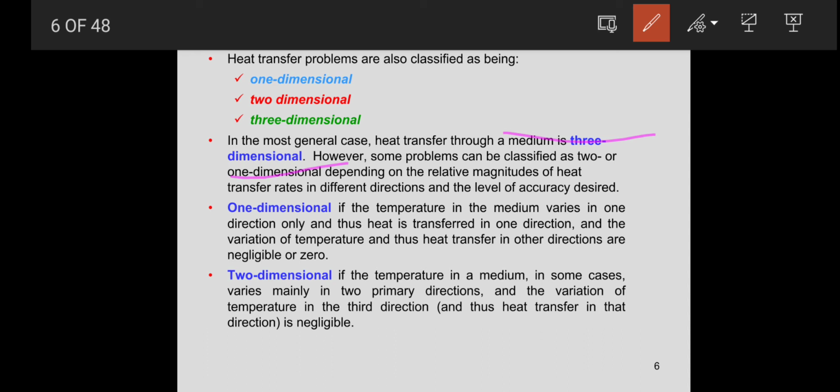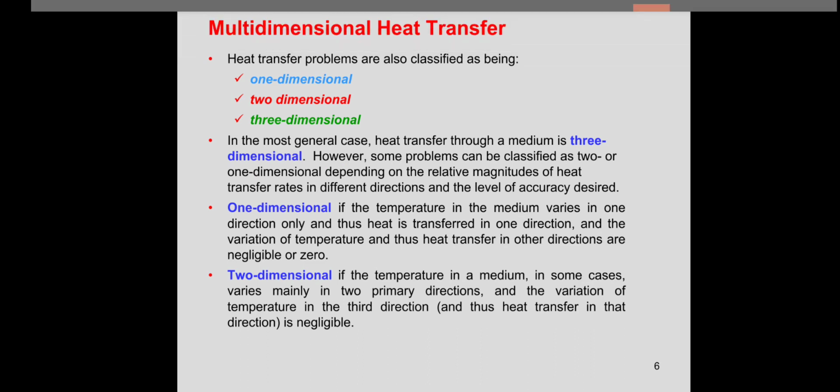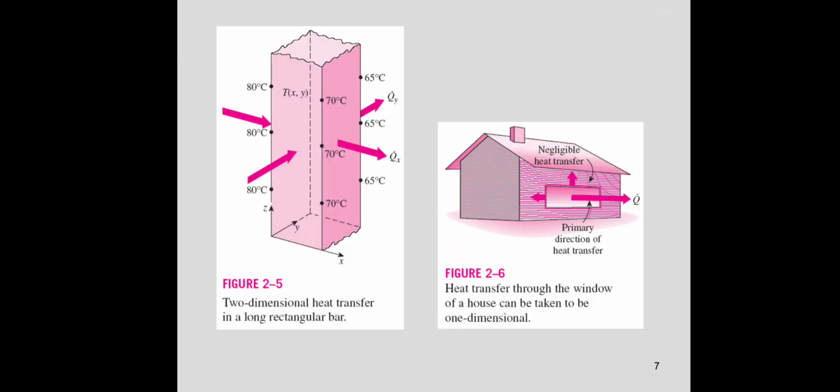Similarly for two dimensional: if the temperature in the medium in some cases varies mainly in two primary directions, and the variation of temperature in the third direction is negligible, then we consider it two dimensional heat transfer. For that we have an example here. First, a long rectangular bar, whose area perpendicular to the z direction is very negligible compared to the x and y directions. The heat transfer from this bar is considered two dimensional.